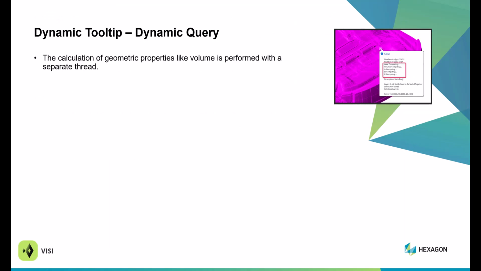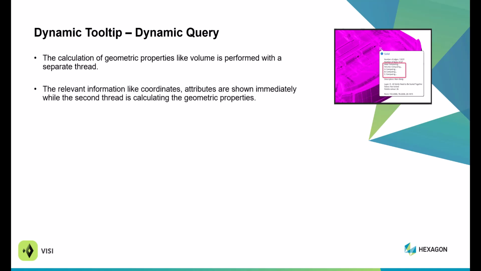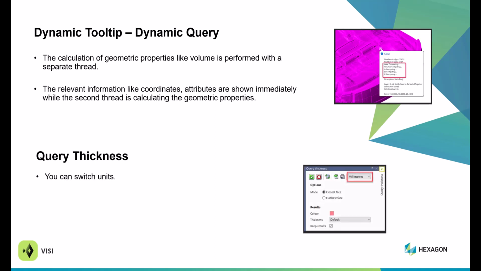Dynamic tooltip within Dynamic Query: the calculation of the geometric properties like volume is performed within a separate thread. So the relevant information like coordinates and attributes are shown immediately, which is the second thread, calculated within geometric properties. This is now displayed within the Dynamic Query options. Within query thickness, you now can display both inches and millimeters, so you can flip back and forth between the two.